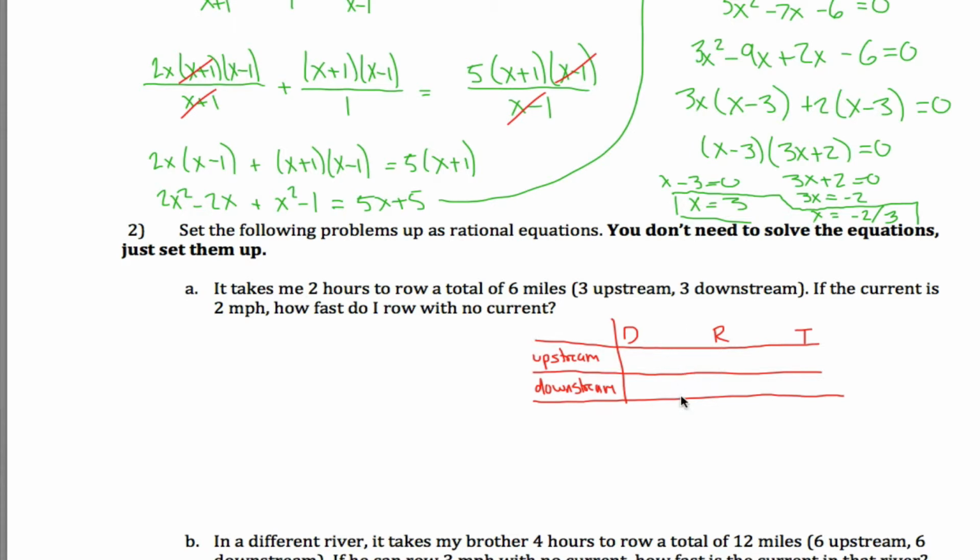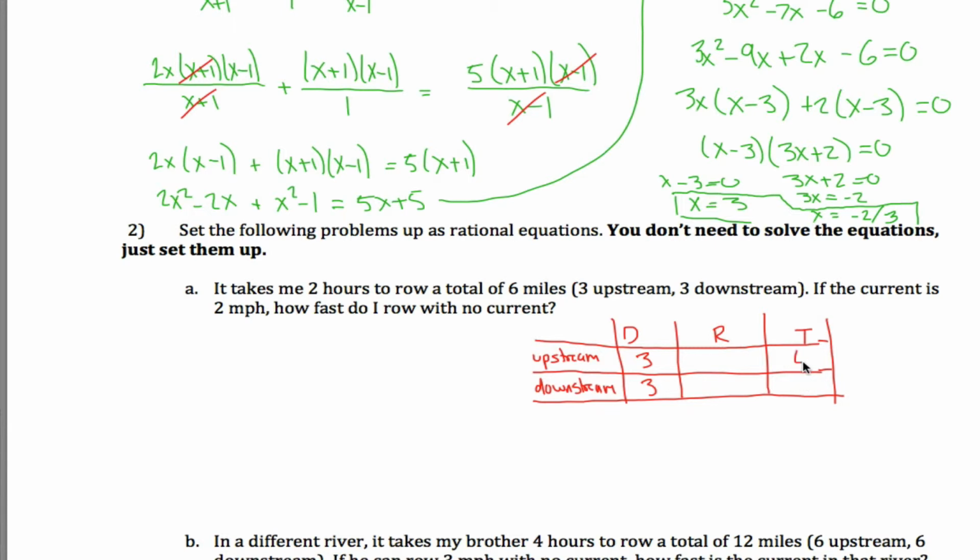Set up this little grid here and fill in all the boxes. So distance, I'm going 3 miles upstream and 3 miles downstream, given to me in the problem. That's nice. Time, it takes me 2 hours total. That's rough. Doesn't tell me how much upstream and how much downstream.